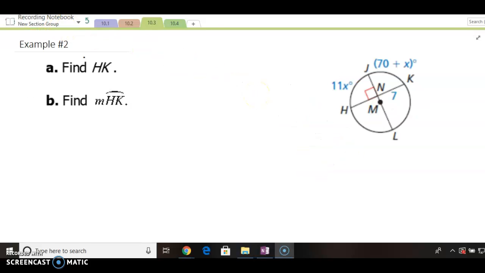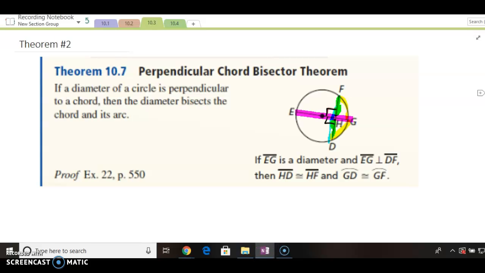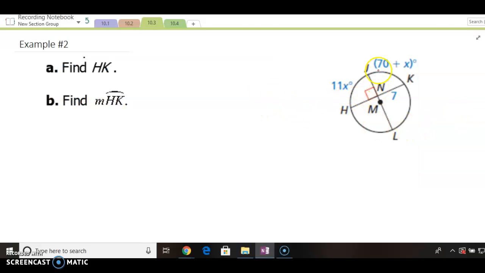All right, let's look at example 2 now. In example 2, we're going to use the second theorem, which tells us if a diameter is perpendicular to a chord, then it both bisects the chord and it cuts the arc into 2 congruent pieces. So here we have a diameter that's perpendicular, which tells us it bisects this. So if this is 7, this has to be 7. And it also makes it to where this piece is congruent to this piece.